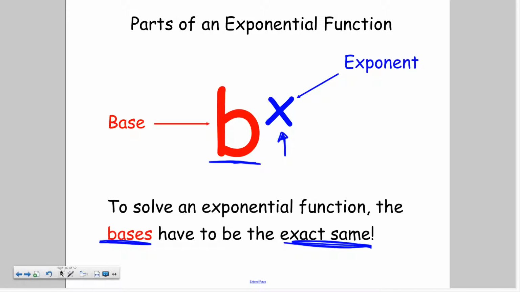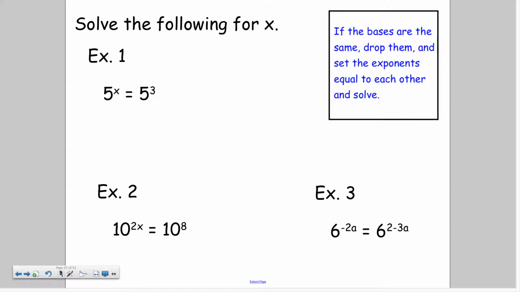All right. So let's go ahead and go to the next page, page 19. All right. So solve the following for x, and you may need a calculator, so go ahead and get that ready to go. So pause the video if you need to, get you a calculator, and then that way we can get started on this.